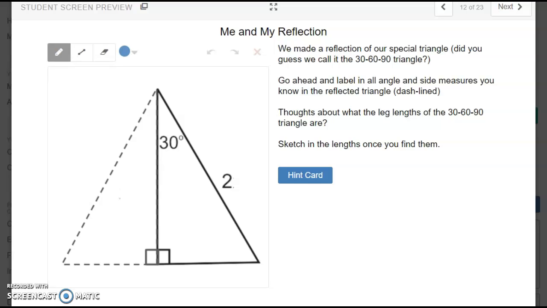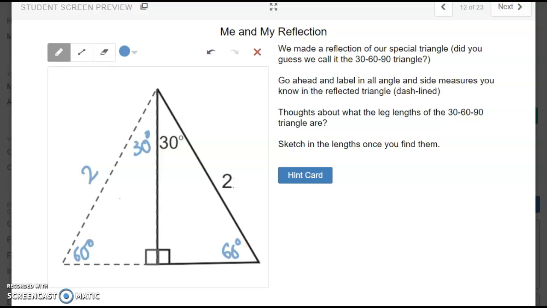Okay, and we can call that a 30, 60, 90 degree triangle. Why? Because we have 30 degrees, 60 degrees here, and a 90 degree angle. So go ahead and label all the angles and all the measures you know in the reflected triangle. We just reflected exactly the same triangle onto the other side. That means by definition, this has to be 30 degrees, this has to be 60 degrees, and this length has to be 2. That's by definition of reflection.